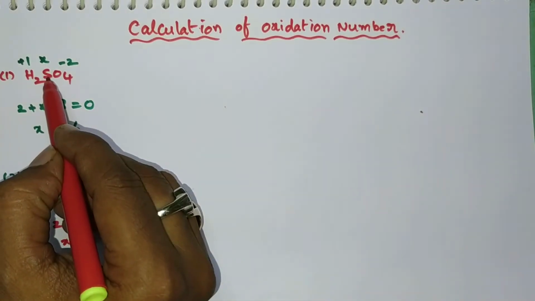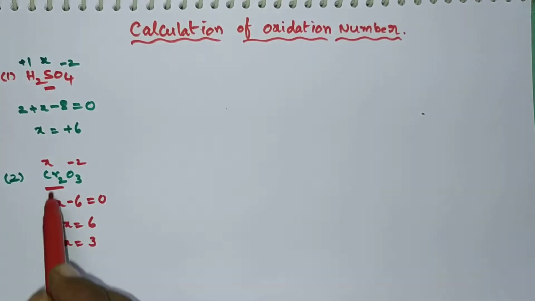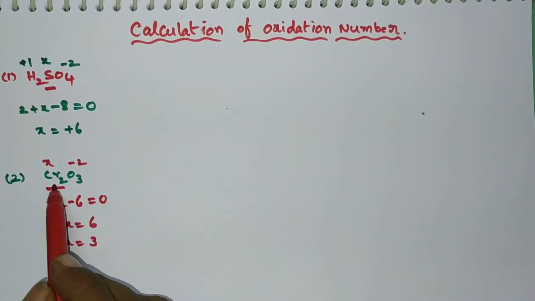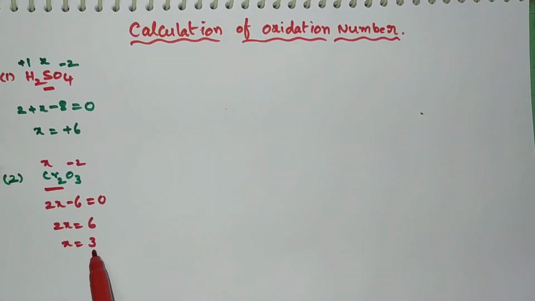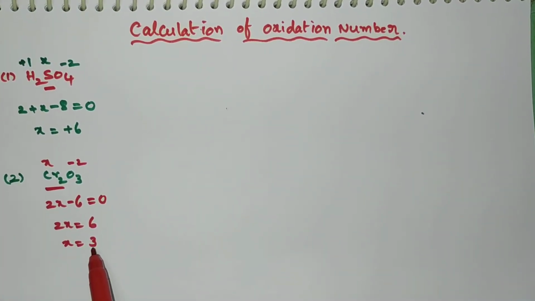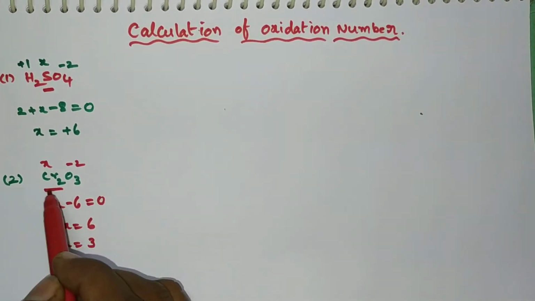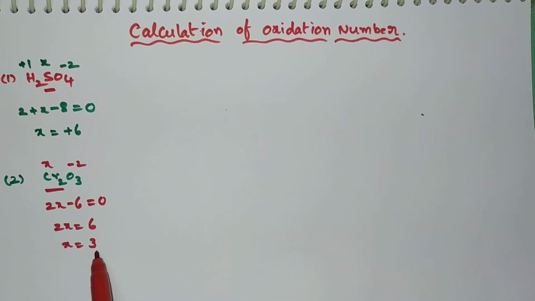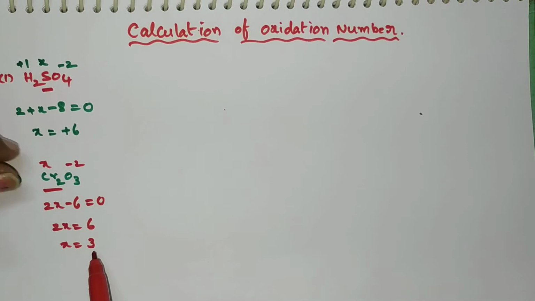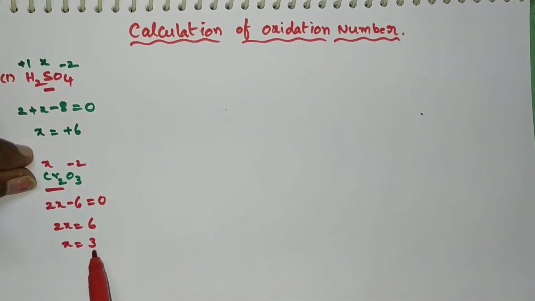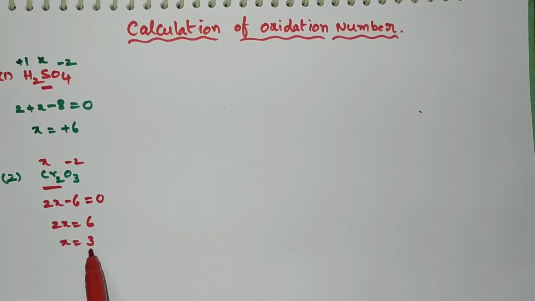Here in the first example 1 sulfur is there, so the oxidation state of that sulfur is +6. Here 2 chromium atoms are there, and when 2 or more atoms of the element are present in the given molecule, the oxidation state obtained is nothing but the average oxidation state. Clear? That oxidation state is not the exact oxidation state; it is the average oxidation state of the 2 chromium atoms. So let us take another example to clarify this.